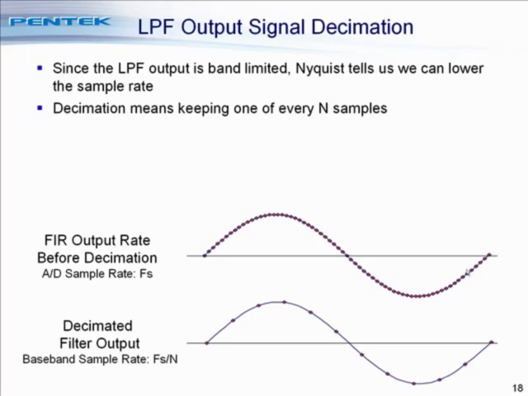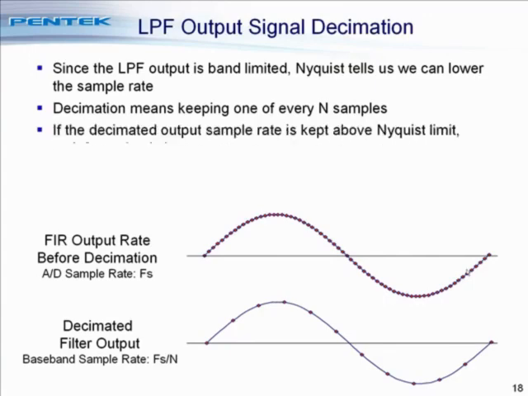It's the ratio of the input sample rate to the decimated output sample rate. If the decimated output sample rate is kept above the Nyquist limit, no information is lost. So we haven't lost any information in decimating if we follow the Nyquist rule.